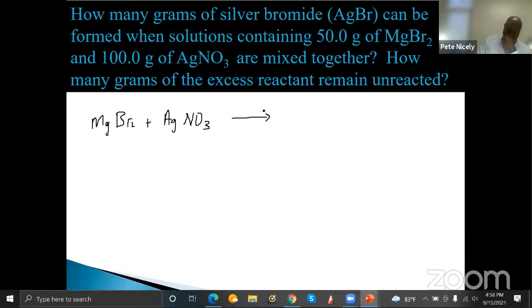So what would you expect the products to be? Well, they gave you one of the products. So what are the products? Magnesium nitrate, okay, and silver bromide. So they gave you the formula for silver bromide. What's the formula for magnesium nitrate? Anybody? Very good. Mg(NO3)2. And then we need to balance this equation. So how would we go about balancing this equation?